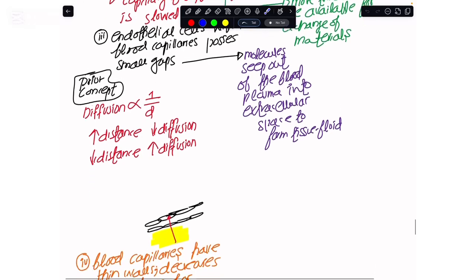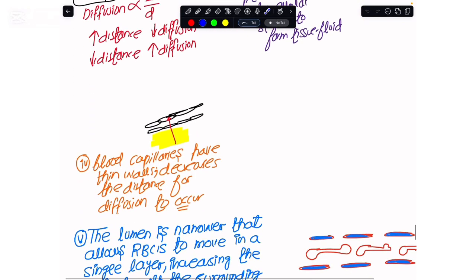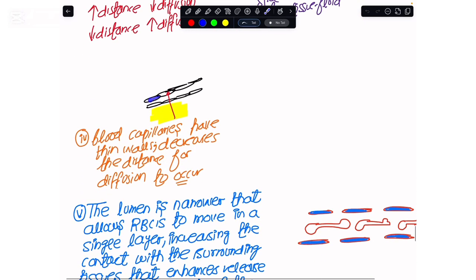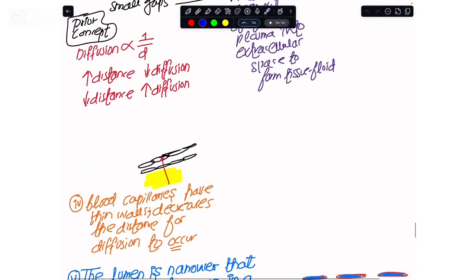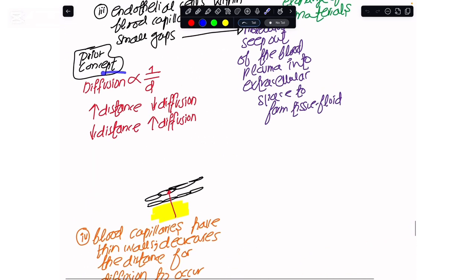The other idea is that these blood capillaries that we have with us have very thin walls. And when they have the thin walls, the distance for the diffusion would be reduced. The idea is that the diffusion process is inversely proportional to the distance that we have. So if I increase the distance, the diffusion would be reduced. If I decrease the distance, the diffusion would be enhanced.